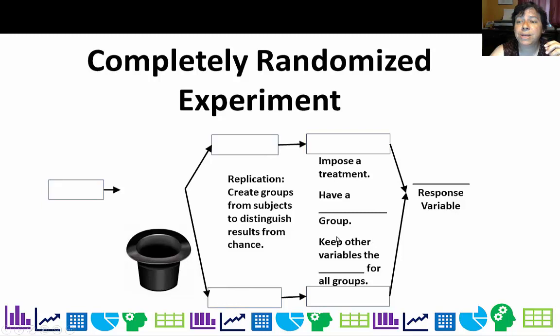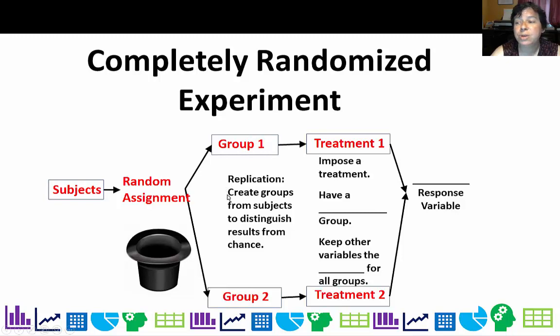Now, looking at experiments, let's go ahead and look at the design of experiments. So we have subjects, which we will randomly assign to different groups. Group 1 would get treatment 1, and group 2 would get treatment 2. So first of all, you're going to impose a treatment. They don't get to pick the treatments. You randomize it. And then you have a control group. Remember the minister and the baptism?